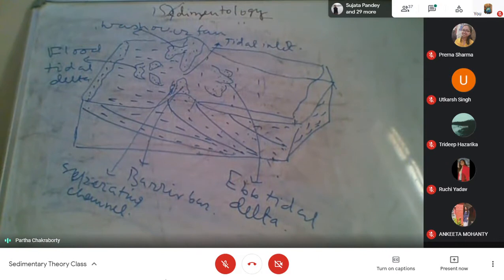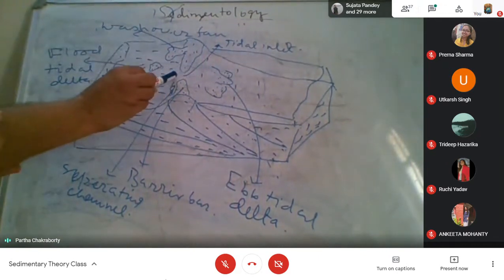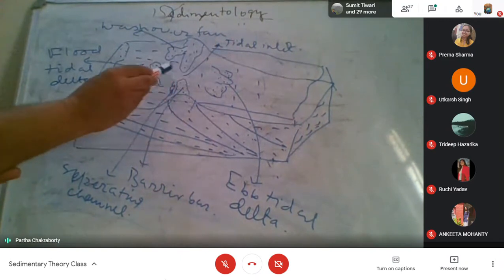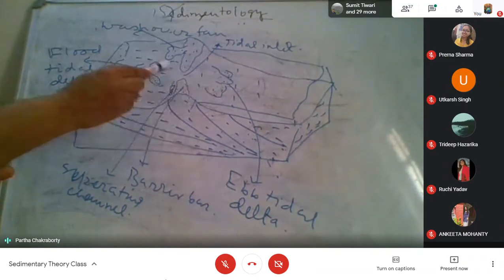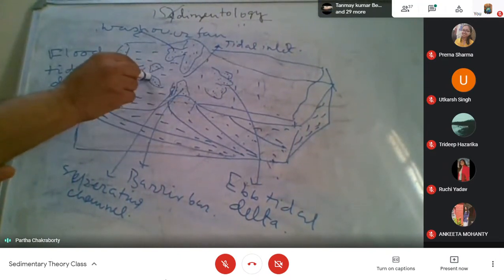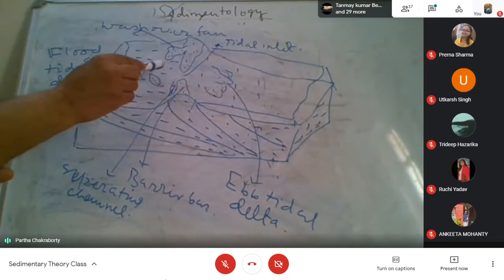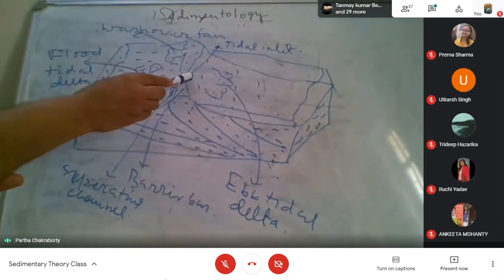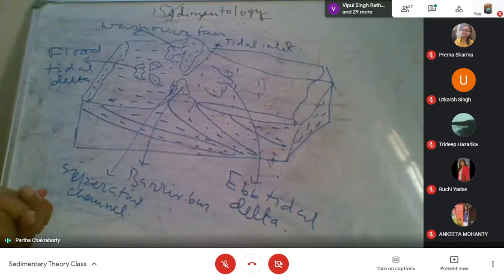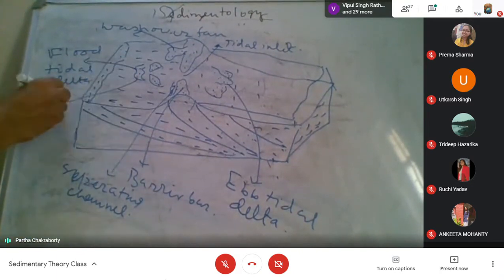Now, what is more important is that when the system operates through this tidal inlet, any flow will cause a kind of small delta at the opening of it during the flood tide. So these will be formed during the flood tide.